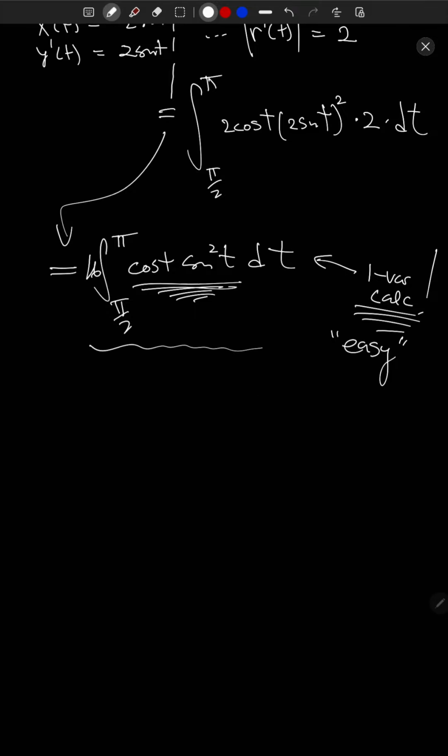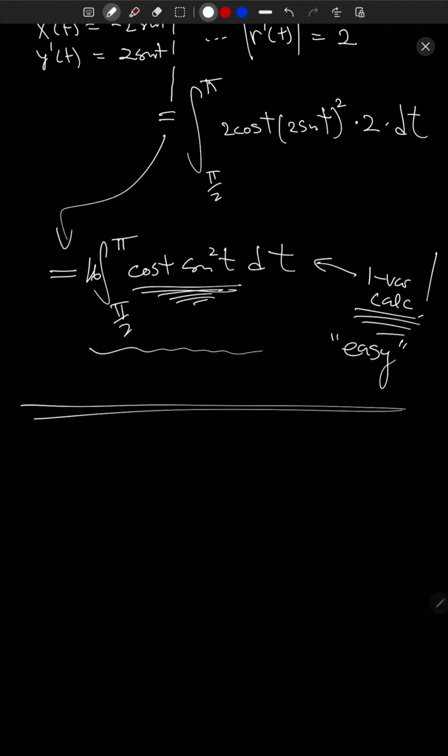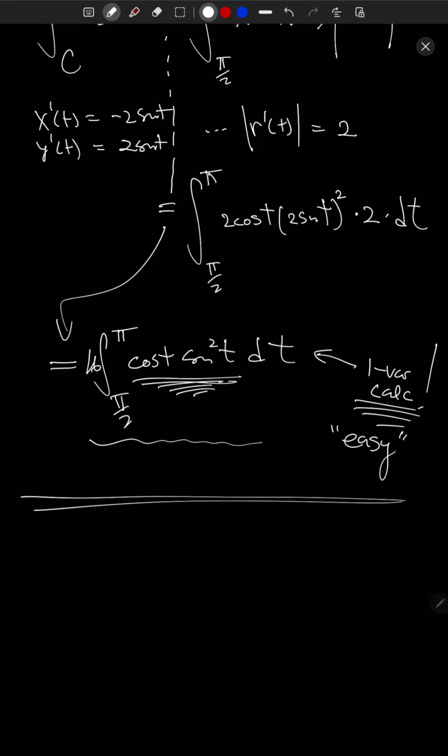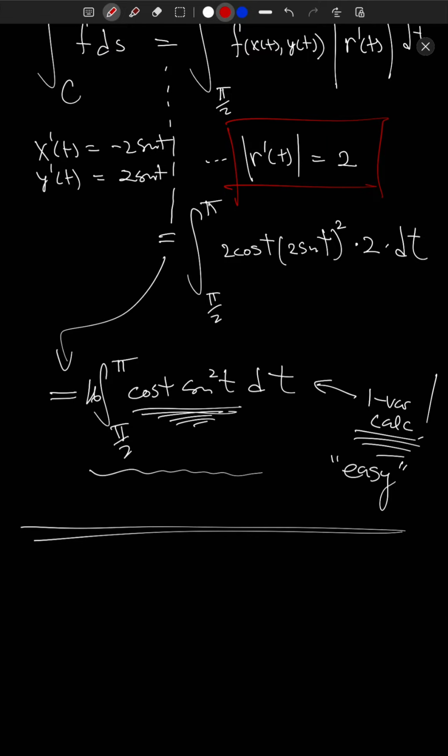Sine is positive from pi over 2 to pi, so it looks like this is going to be a positive number here. Now, this example worked out really well, especially because r prime was nice and simple. In fact, this was a constant speed parameterization, right? This parameterization represented motion along the circle at a constant speed of 2.